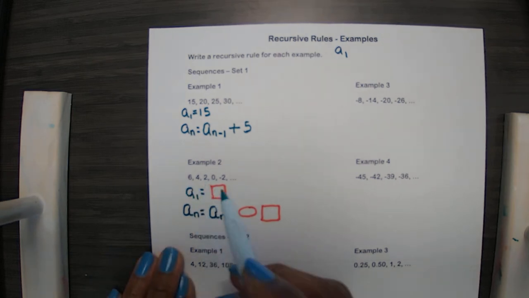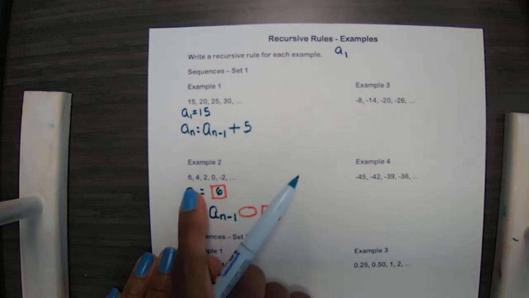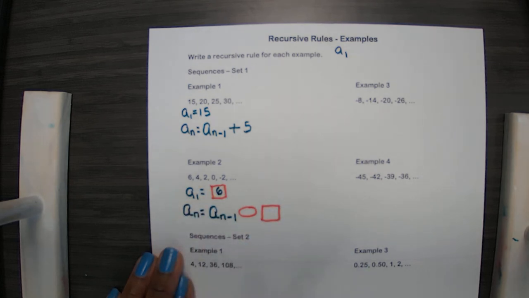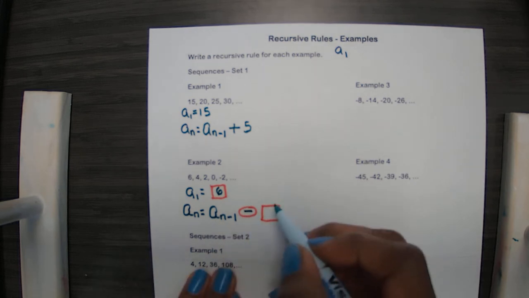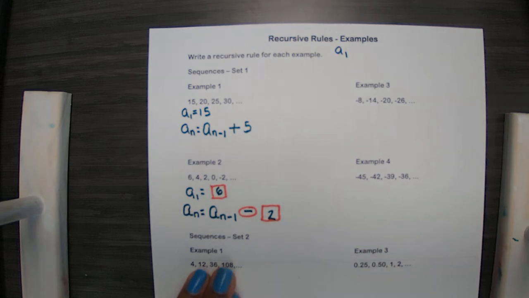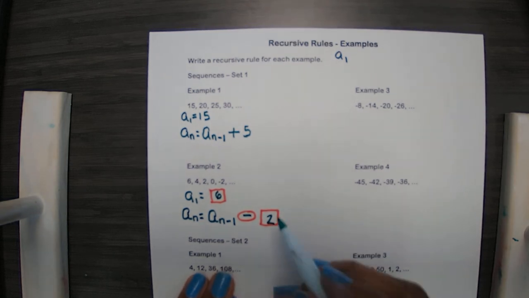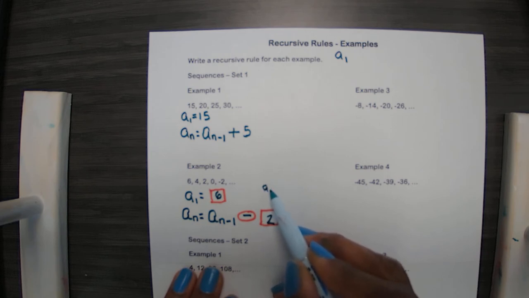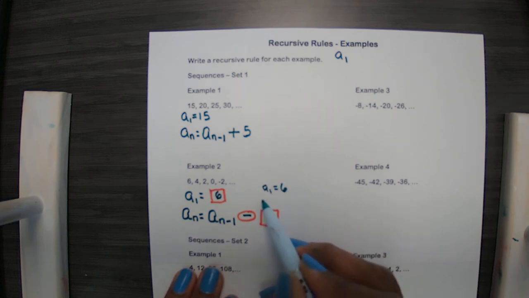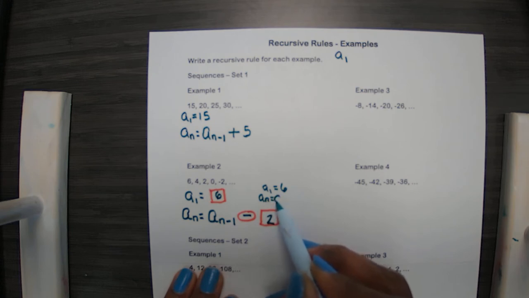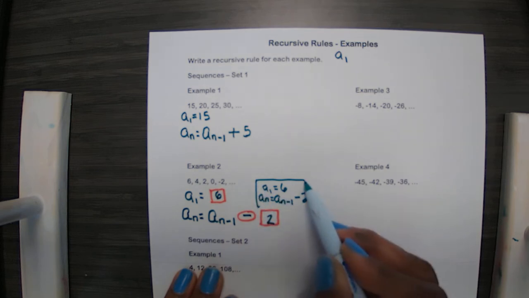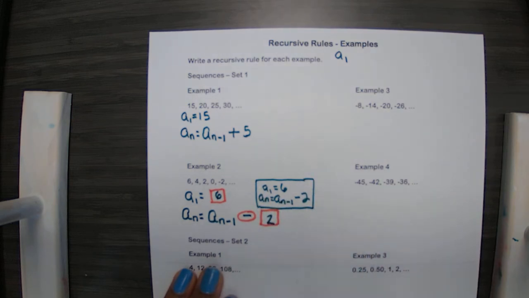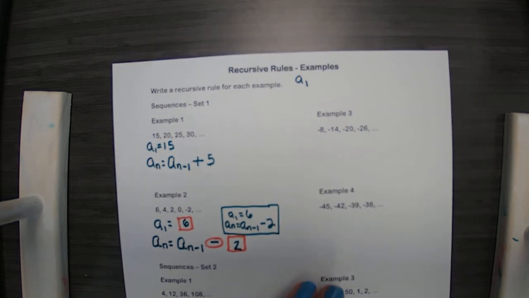For this one, I'm starting with 6. A sub 1 is 6. And I am subtracting 2 each time. So for this rule, I need minus, and then I need 2, and that tells me what I'm doing. What that looks like is A sub 1 is equal to 6, and A sub n is equal to A sub n minus 1 minus 2. That's what you would see in a textbook. That's the rule. Let's do the next one.